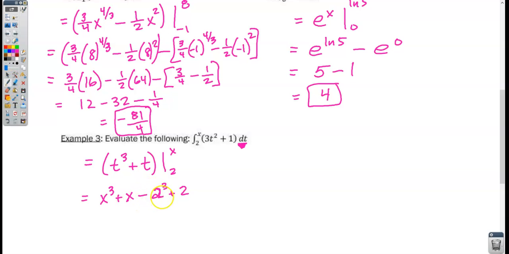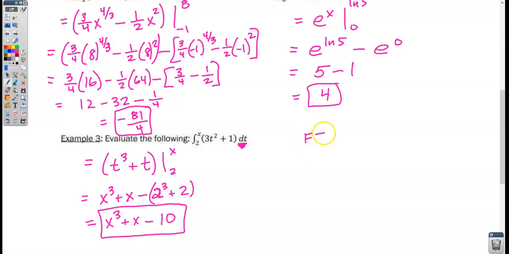And that should be a subtraction there. And so we end up with x cubed plus x minus 10 as the value of this definite integral. Now I want to take a moment here. This is going to be the last example we do in this video, but I want to take a moment here for a Fundamental Theorem of Calculus Part 1 shout out.